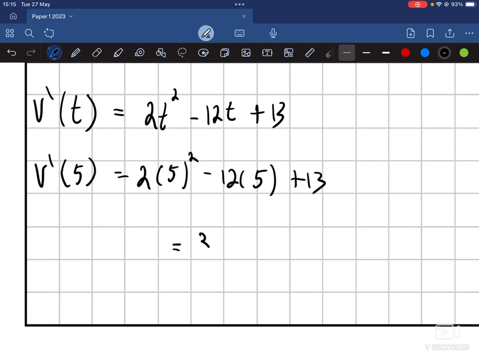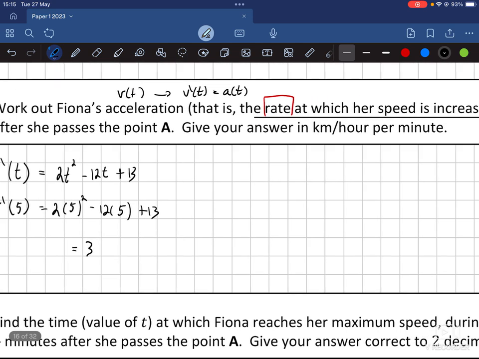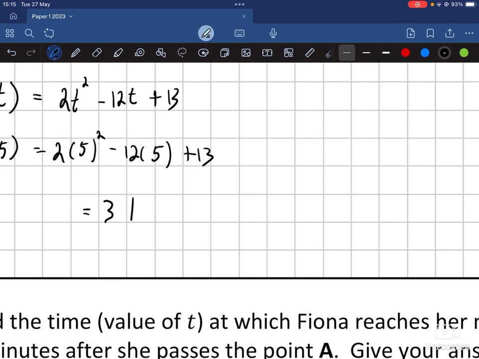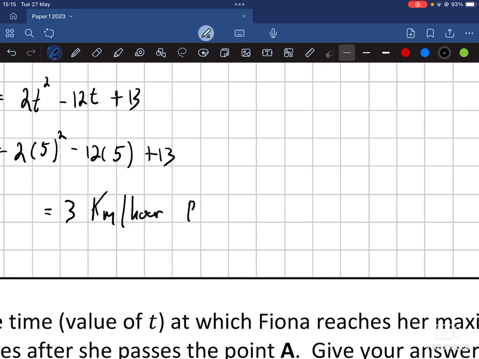So the answer is 3, and then just look to see if they give us a unit, which they actually do: kilometers per hour per minute. So we're just going to copy that. Kilometers per hour per minute.